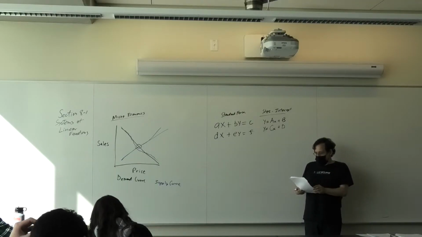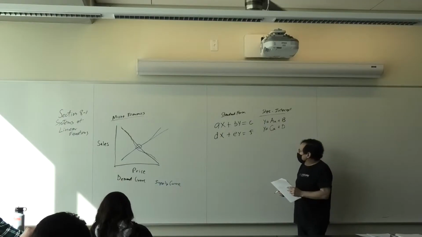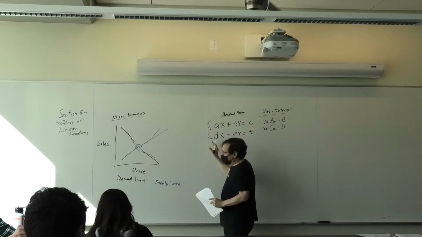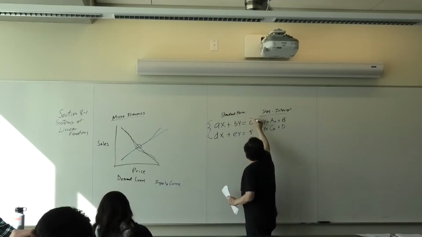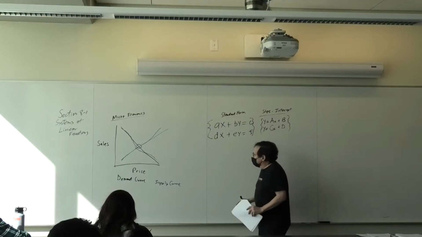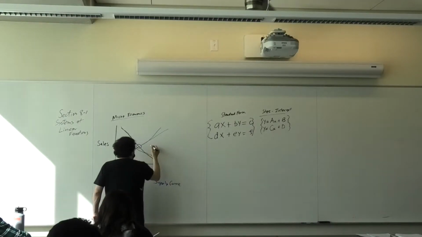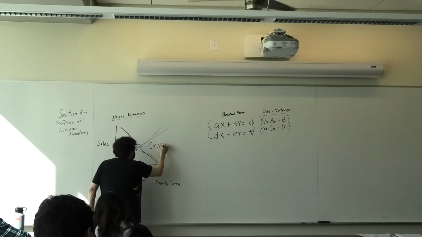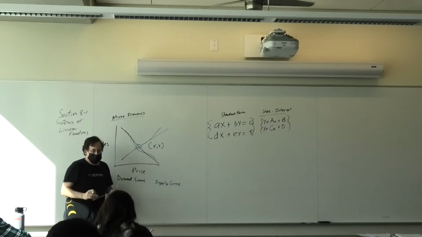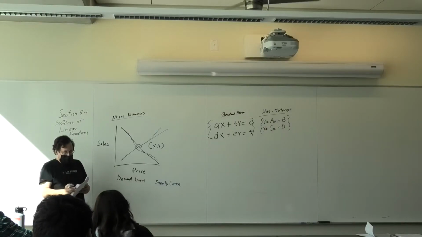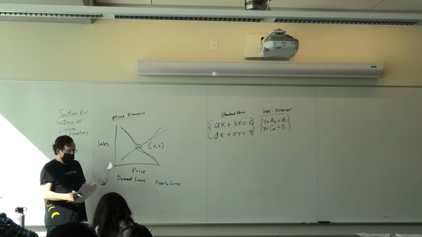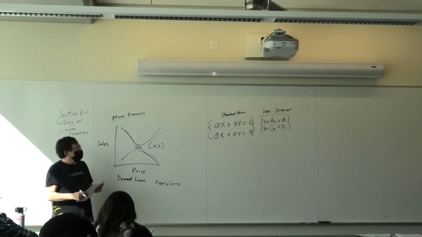Okay, so if you want to solve one of these systems, what does that mean? That means you want to find the point here, the x and y point, that is on both of these lines. And you may recall that we have a few different ways to do this.